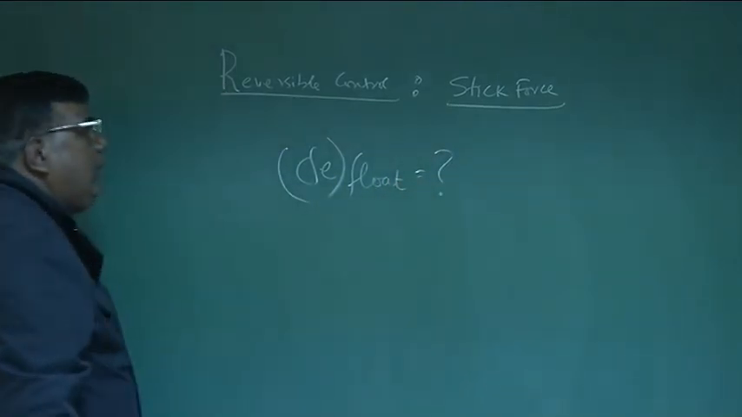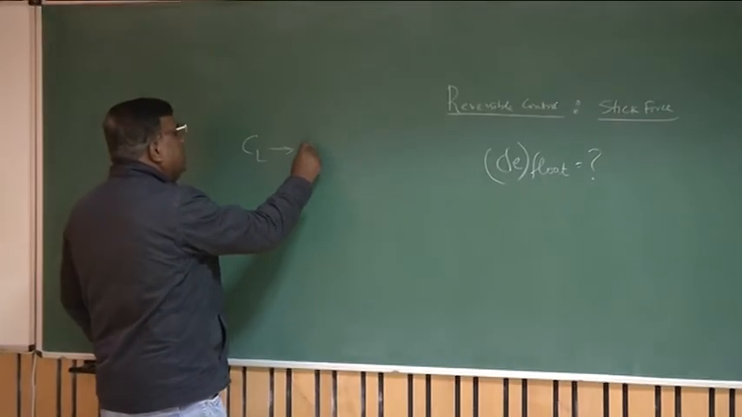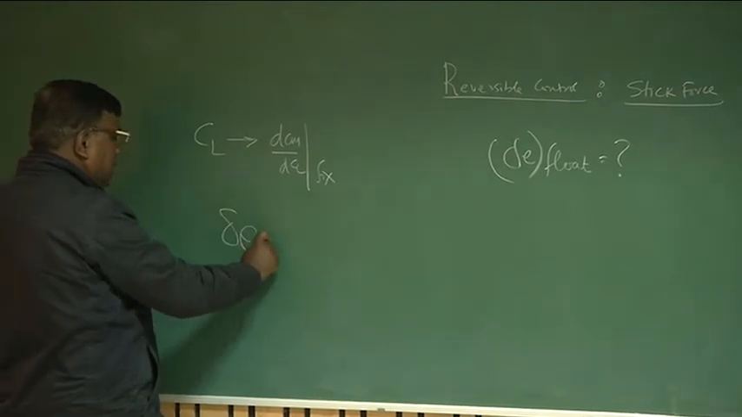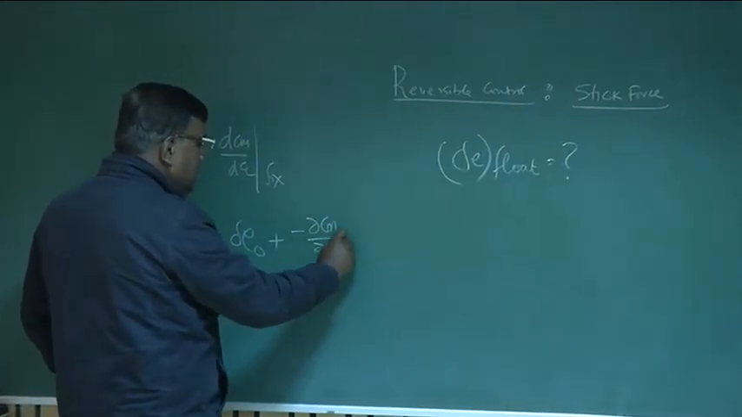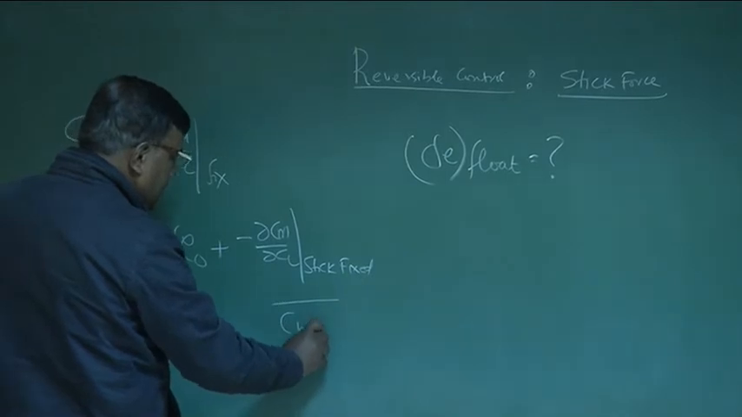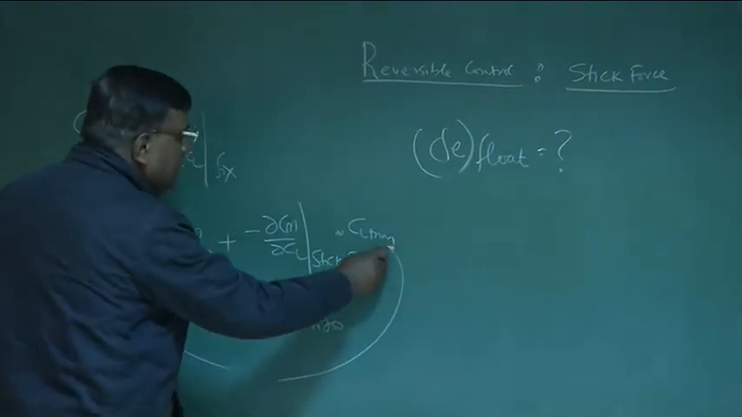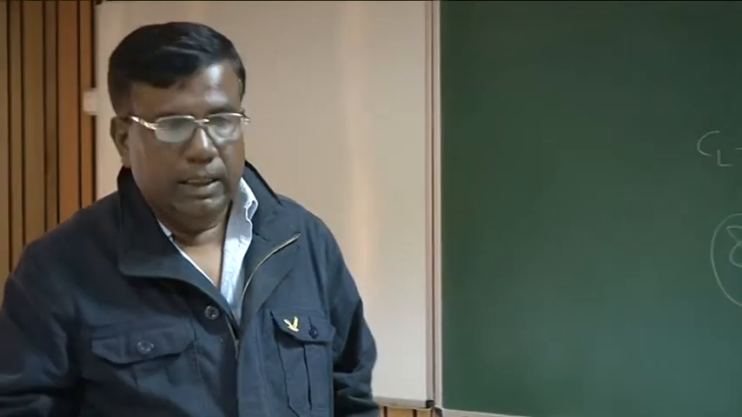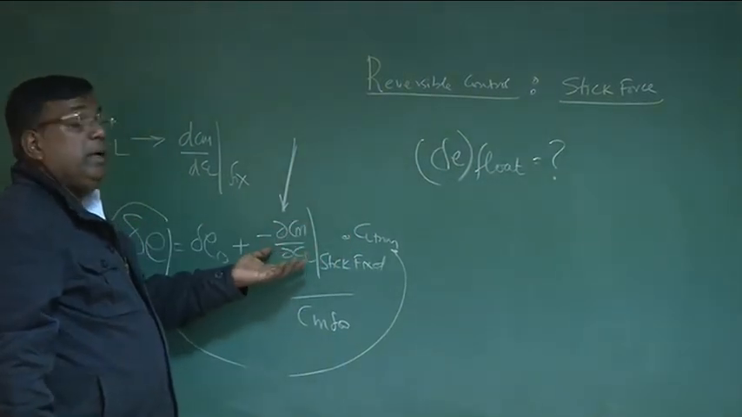right? Before you come to this, please understand, if I am going to fly at a particular CL, then this CL will be decided by dCM by dCL fix. If you recall, we have the expression delta E equal to delta E naught plus minus dCM by dCL stick fixed divided by CM delta E, into CL trim. So whatever delta E is required for a given CL trim is decided by this dCM by dCL fix. There is nothing to do with dCM by dCL free. Please understand this concept. Whatever the delta E required to trim the airplane for a particular CL trim is decided by dCM by dCL fix.